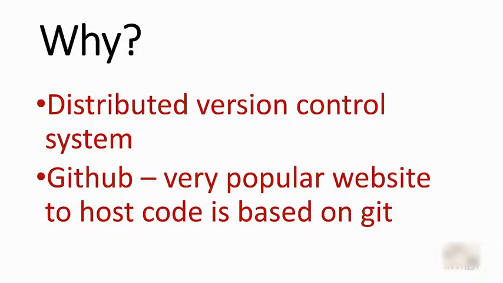So let's say you are in some area where you don't have internet connection, you still have an ability to track the versions. And whenever you have internet connection, you can sync it up with your remote, which is your copy in the cloud. The second biggest benefit of using Git is GitHub, the most popular website to host code, is powered by Git. That was all about Git.